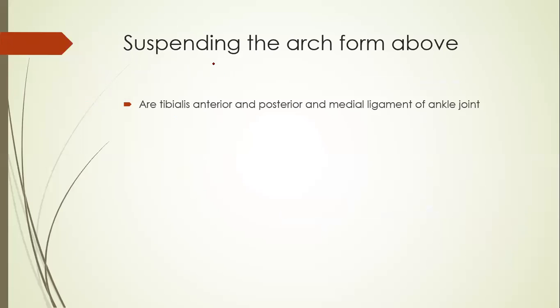Now we said about the sling, the most important structure, which maintains the arch structure. In the medial longitudinal arch, the tibialis anterior and posterior and the medial ligament of the ankle joint are the slings of the medial longitudinal arch.